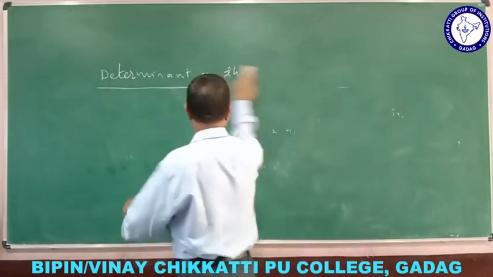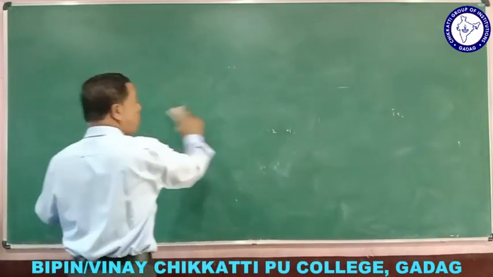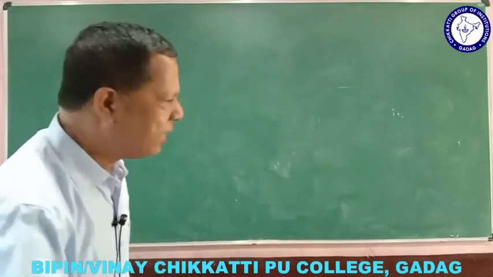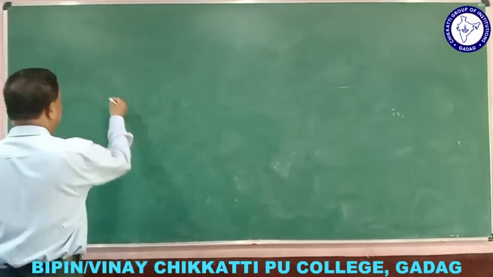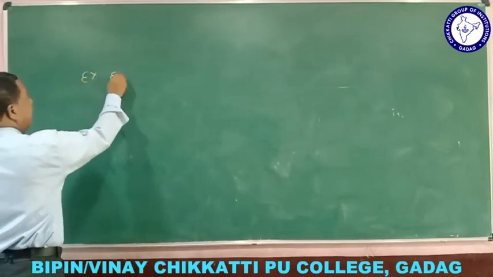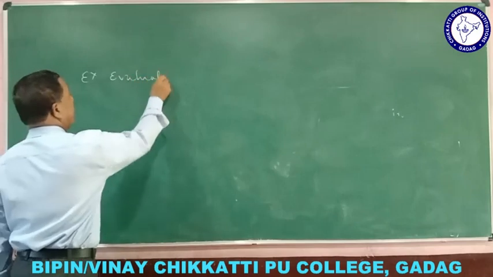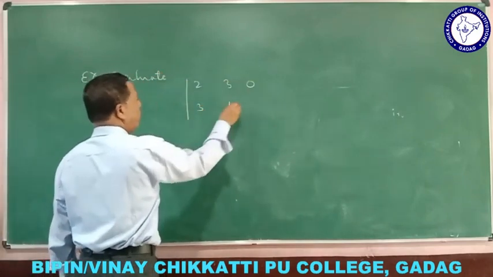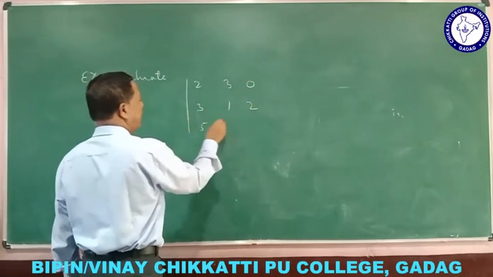In some books you can see a lengthy process. I tell you one example of a lengthy process, how they explain, and I think that is not necessary. How you start, accordingly you can write it. Evaluate. One example I take: 1, 2, 0, 3, 1, 2, 5, 1, 3.